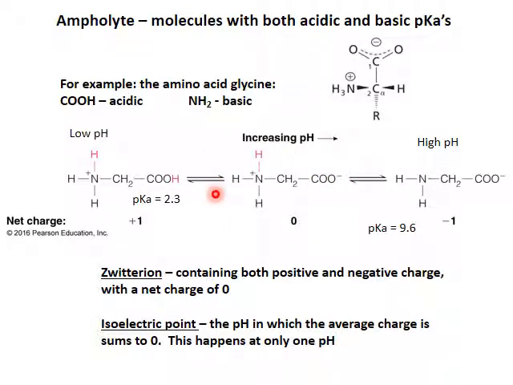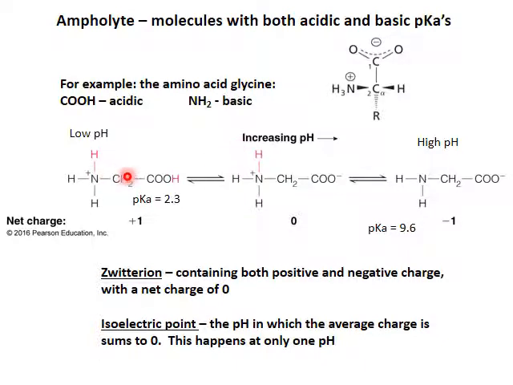So it's overall electrically neutral, but part of it is positively charged and part of it's negatively charged. And so we call this a zwitterion. It contains both positive charges and negative charges, but when you look at the overall charge on the molecule, it's electrically neutral.